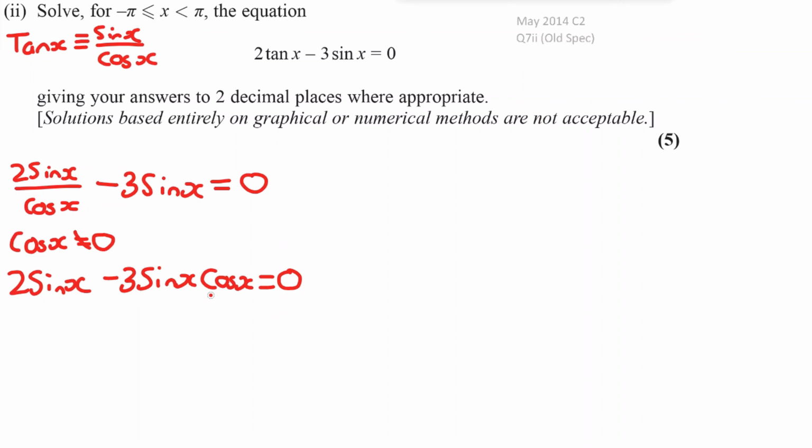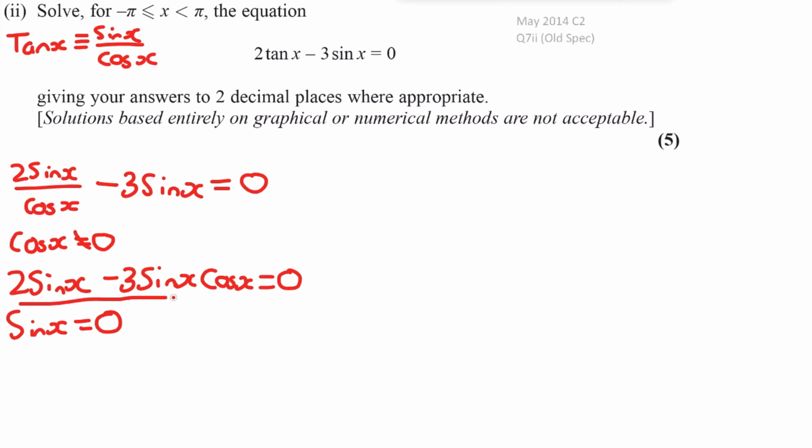Now, when I was at A level, the mistake that I always used to make here is I would then divide both sides by sin of x in order to be left with 2 minus 3 cos of x here. But we can't do that here because sin x equal to 0 is a possible solution to this equation. Why is this?